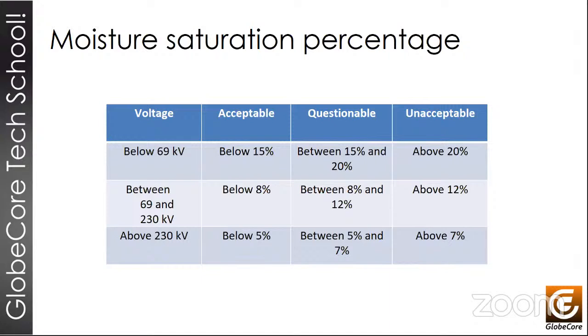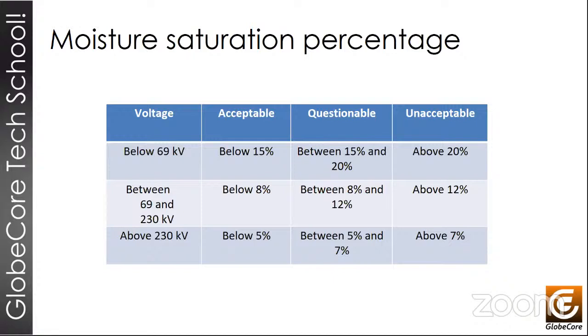So standards define the acceptable moisture saturation values for mineral oils. So you can see these values depend also on the operating voltage of the equipment. If the transformer is less than 69 kilovolts, it's considered acceptable if the saturation value is less than 15%. It's questionable if this value is between 15 and 20%, and anything above 20% is considered unacceptable.